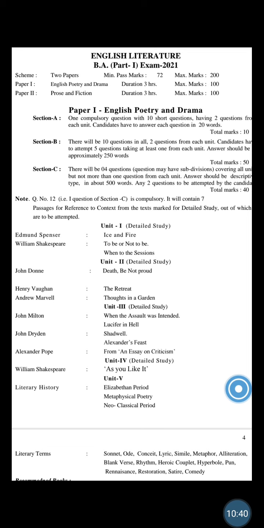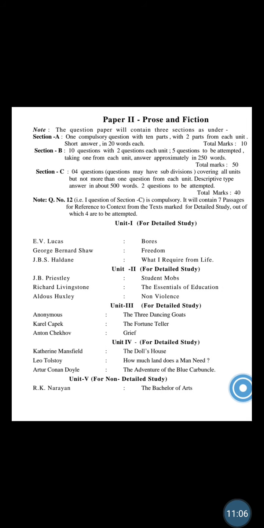So, in total, you have 5 units in the first paper. The first 3 units comprise of poetry. Fourth unit has drama, that is the play As You Like It by William Shakespeare. All these poems and the play are for detailed study. This means that you will be getting reference to context from these poems and the play. Okay. Coming to the second paper.